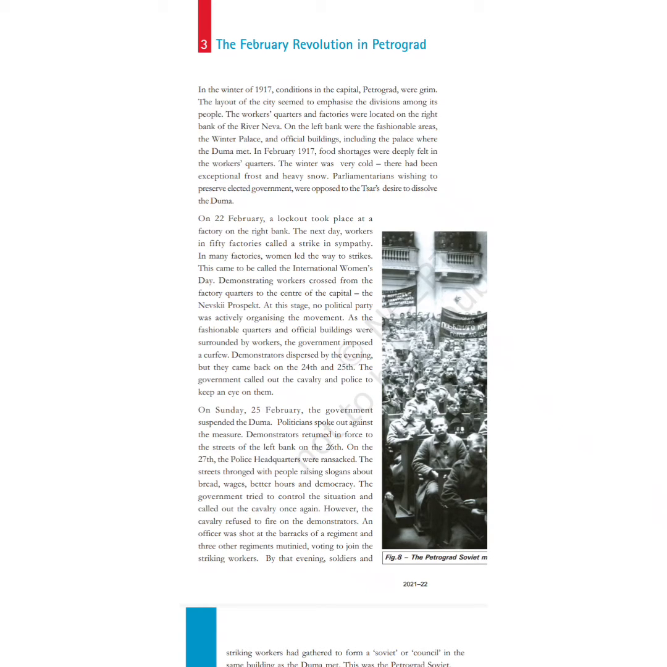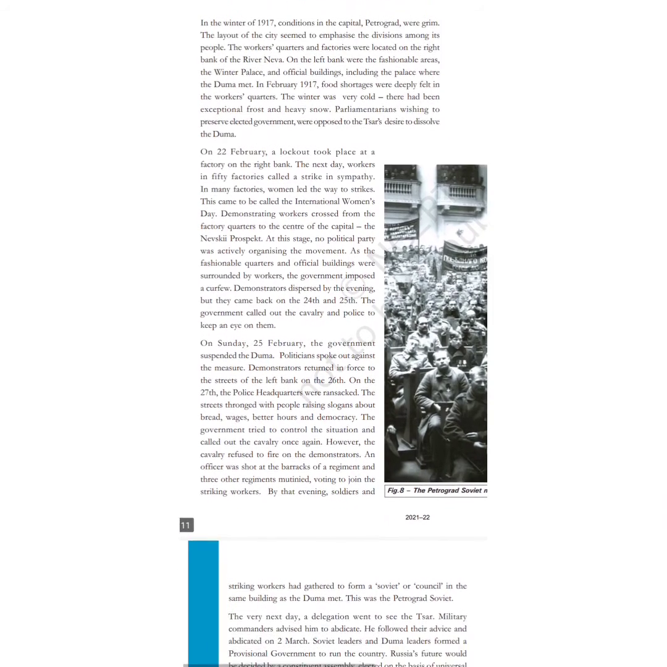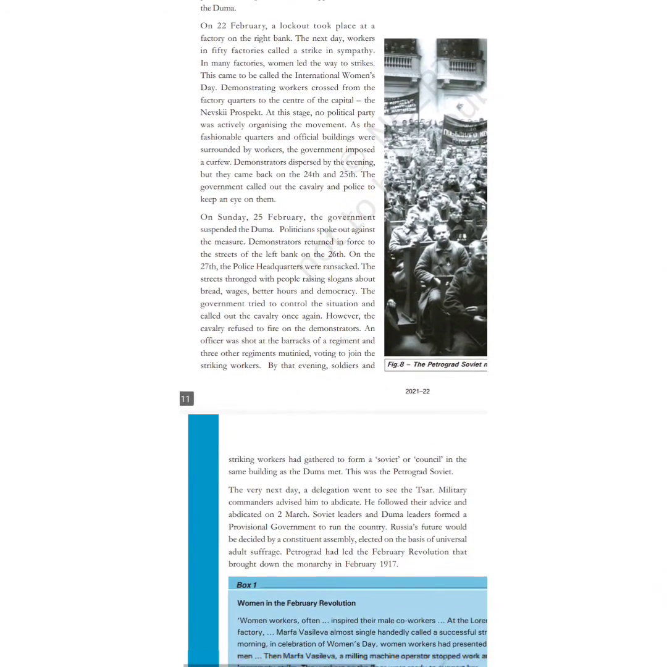Okay, now by the evening of 27th February, the soldiers and the striking workers had gathered to form a Soviet, or you can say a council, in the same building where the Duma met. The striking workers as well as the soldiers formed a Soviet, and this was the Petrograd Soviet. You can say this was called the Petrograd Council.